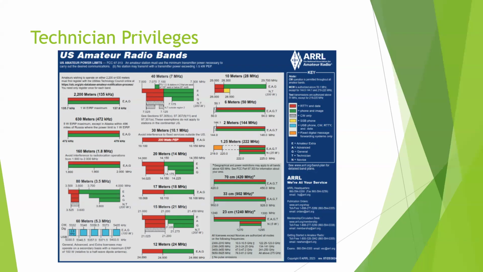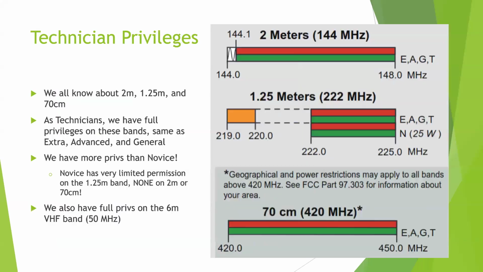So everybody has seen this chart before. We're going to zoom in on it a little bit, and we're going to look at our technician privileges. So we all know that we have privileges on 2 meters, 1¼ meters, and 70 centimeters. We have full privileges on these bands, the same as extra class, advanced, and general. And we have more privileges than novice. If you notice, novice can't use 2 meters or 70 centimeters, and they have only 25 watts maximum on the 1¼ meter. And they can't use the secret part of the 1¼ meter band, which is shown in orange over there.